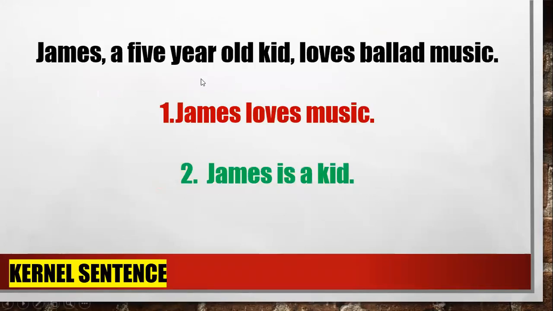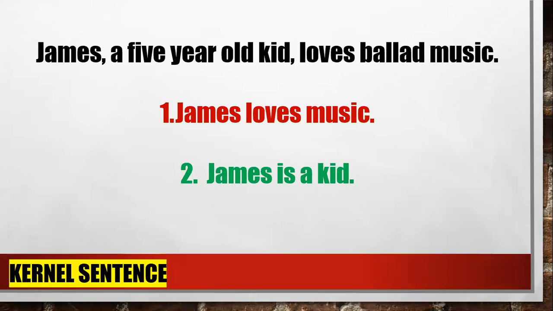Again, in the first sentence, you have two ideas connected. James, a 5-year-old kid, notice that you use commas, we call this an appositive. James, a 5-year-old kid, loves ballad music. So which are the simple forms of this sentence?